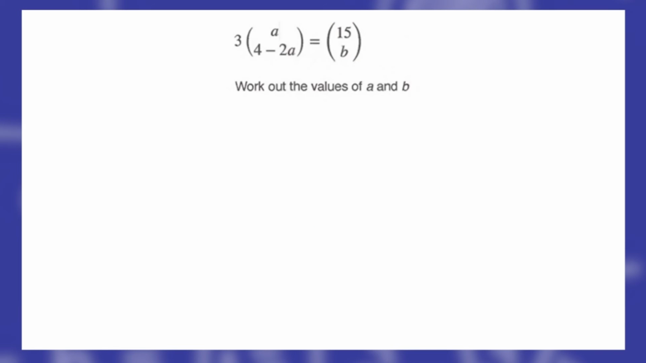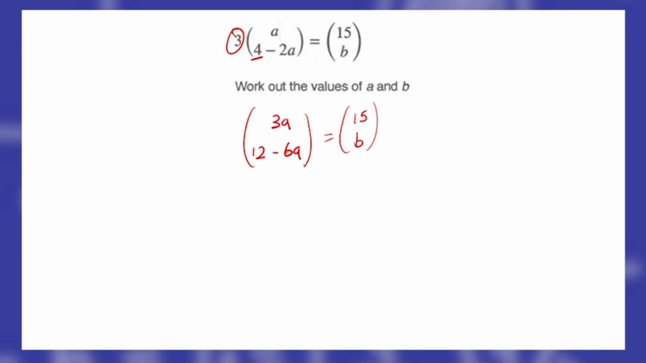So now let's move on to another example to cement this concept. So we have 3 open bracket a, 4 minus 2a, is equal to 15 and then b. So they want us to work out the values of a and b. So what we need to do is equate these two matrices and then solve. But before we do that, we see we have a constant outside of this matrix, so we just multiply that constant by everything in the matrix. So 3 times a will give you 3a, and then 3 times 4 would be 12. 3 times negative 2a would be negative 6a. And then that would be equal to 15b.